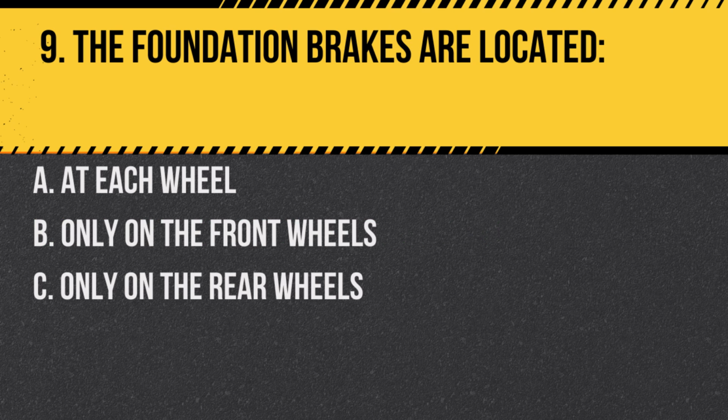Question 9. The foundation brakes are located: A. At each wheel. B. Only on the front wheels. C. Only on the rear wheels. Answer: A. At each wheel. These are the brakes on which the wheel and tire are mounted.